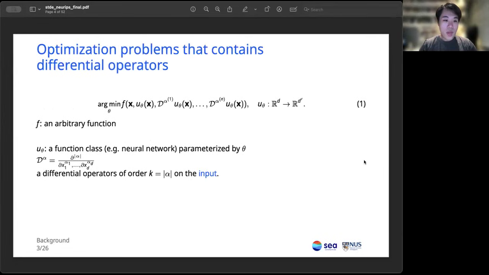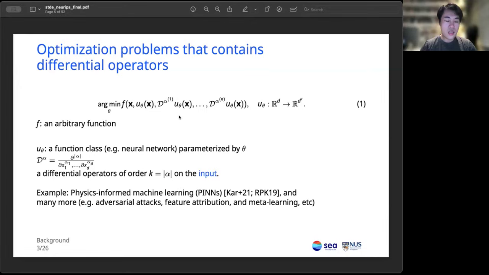So for the background, we're interested in this kind of optimization problem. Here F is some kind of arbitrary function, U is a parameterized function class, usually a neural network, and D here is a differential operator. Naturally, this kind of loss function appears in a lot of settings. One of the most prominent examples will be PINNs, which is the main focus in our paper. But there are other potential applications as well.